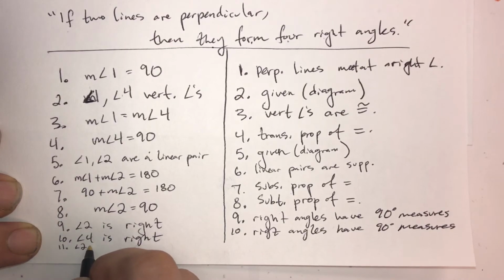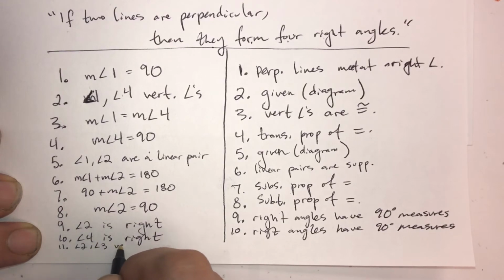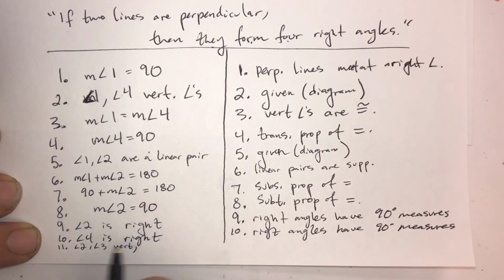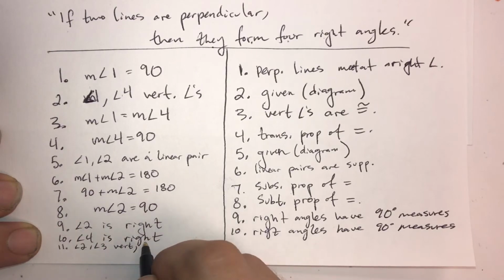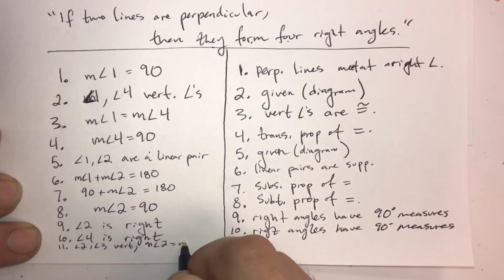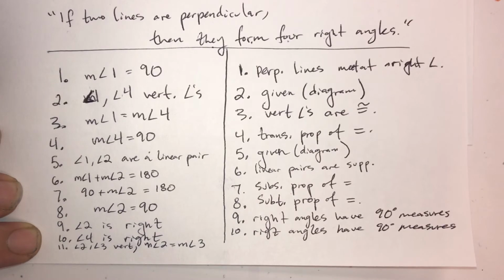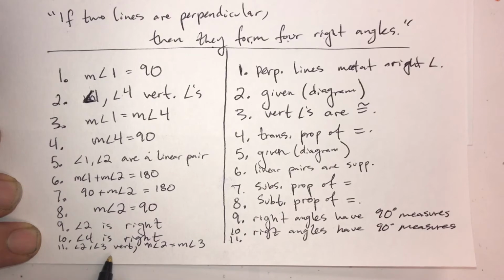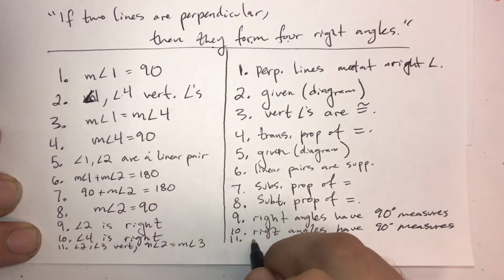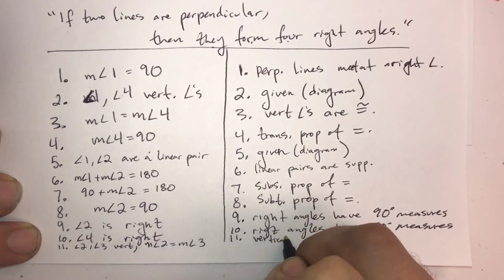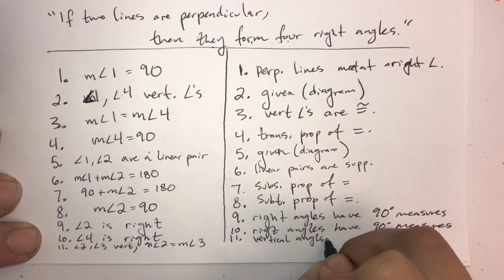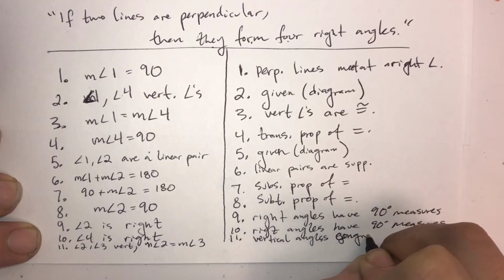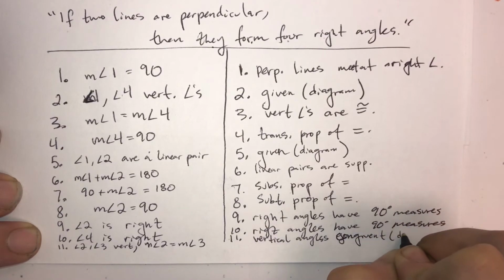Angle 2 and angle 3 are vertical. I'm just going to put these in one step because I'm running out of room. So angle 2 and angle 3 are vertical. Measure of angle 2 is equal to measure of angle 3. Why is that? That is given in the diagram, and vertical angles are congruent. So I'm just going to write vertical angles congruent, diagram.